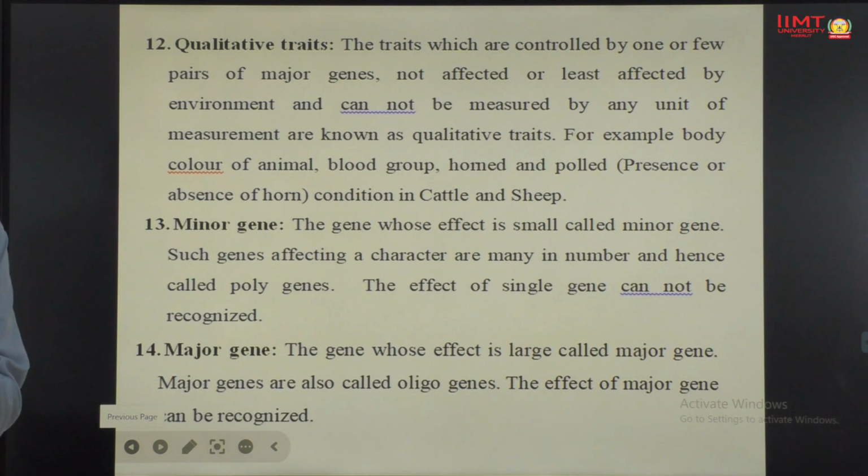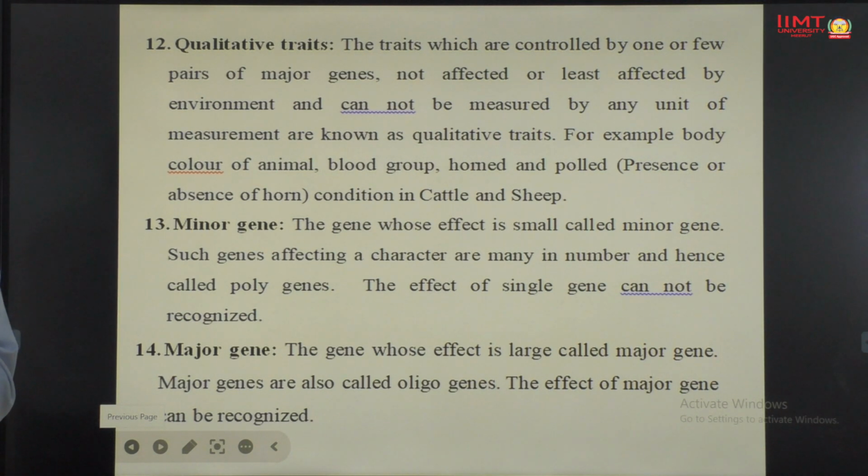Here see the difference between minor gene and major gene. Minor gene are those genes whose effect is small, and so many pairs of minor gene controlled a trait, and the effect of a minor gene cannot be recognized. Whereas major gene, the gene whose effect is large is known as major gene.